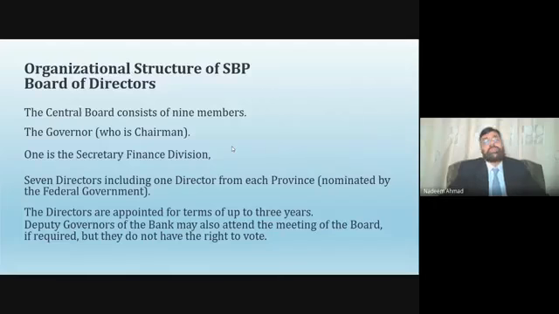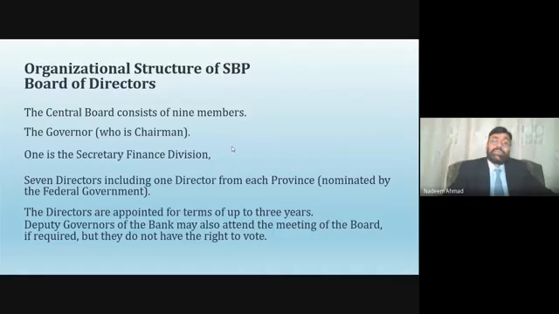Organizational structure of the SBP board of directors. This is basically a structural phenomenon. When we talk about an artificial person or any business entity, we talk about the organizational structure. Same is the case with the SBP.